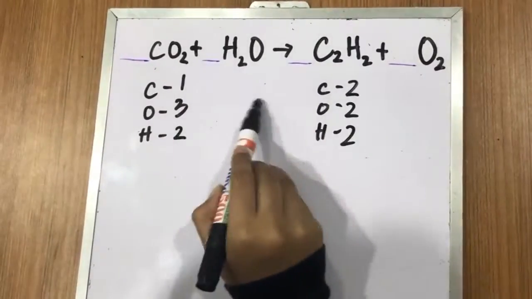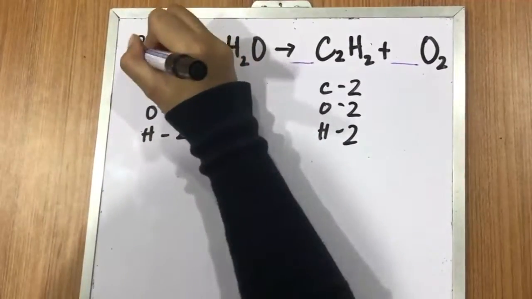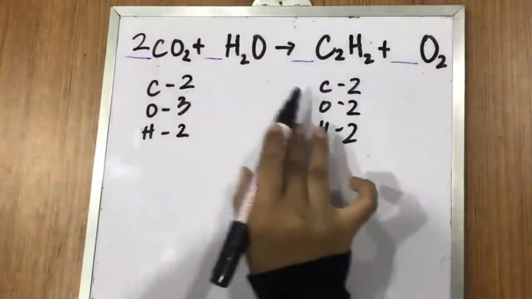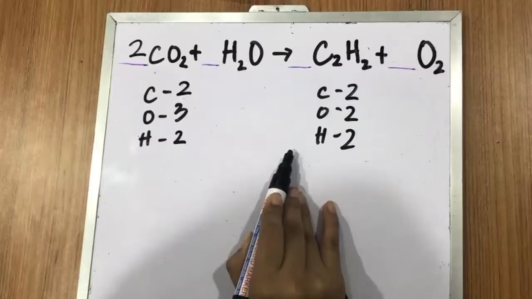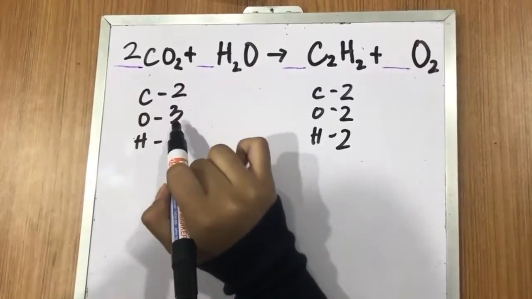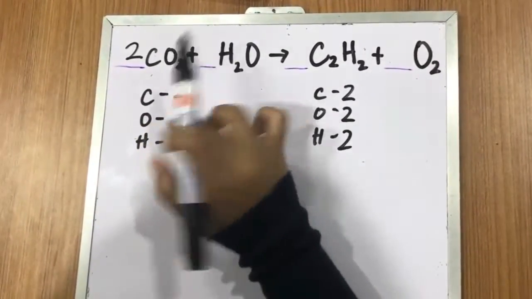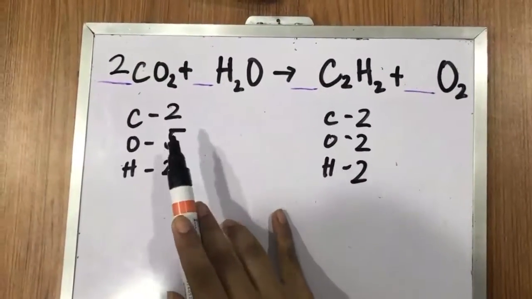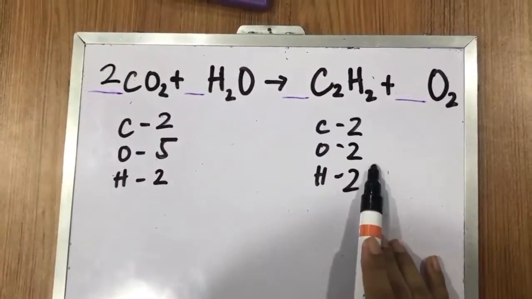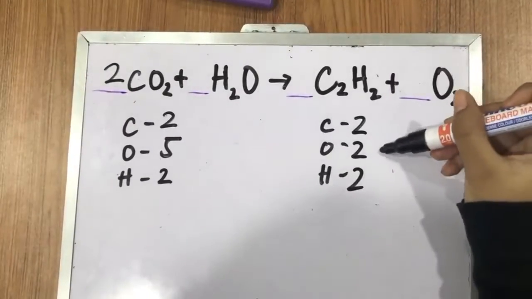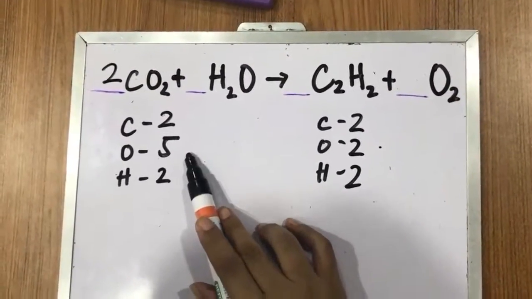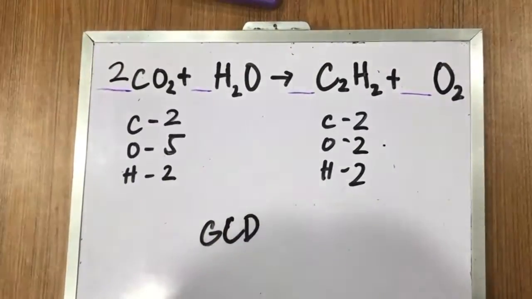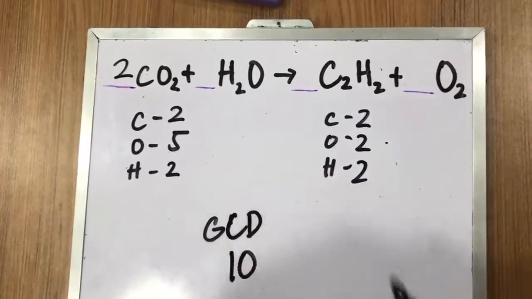To make it equal, we could add the coefficient of 2. So that would mean that carbon and hydrogen are equal. But that would also mean there is an increase of oxygen, which makes it 5. As you can see, this and this is difficult to balance, as 2 is an even number and 5 is an odd number. Instead, we can look for its greatest common denominator, which is 10.